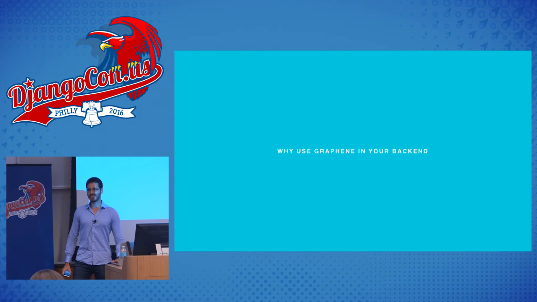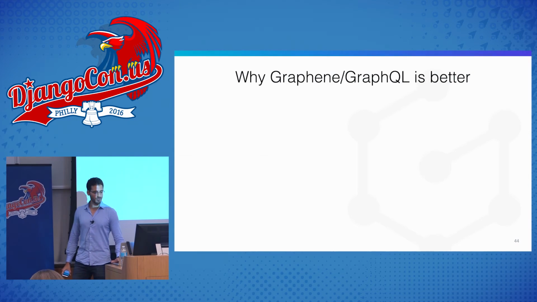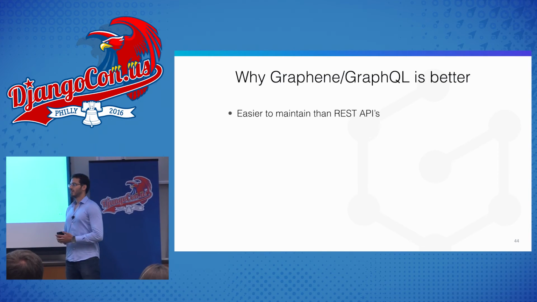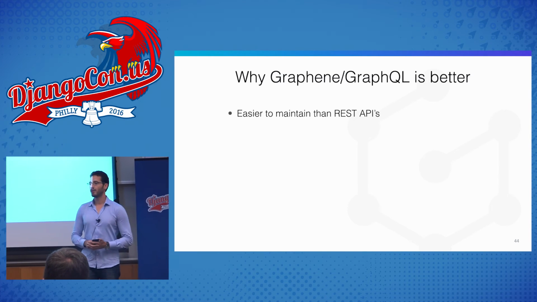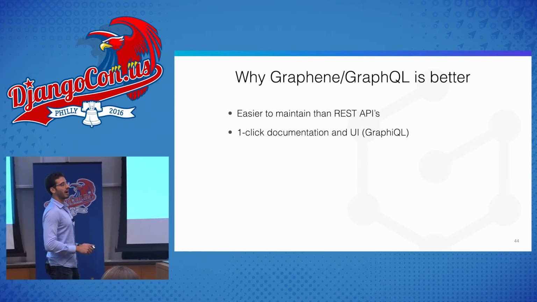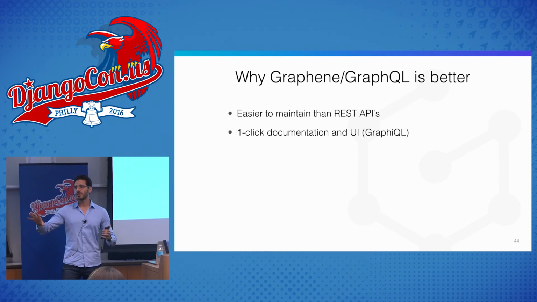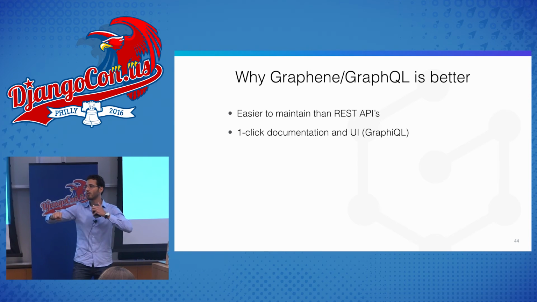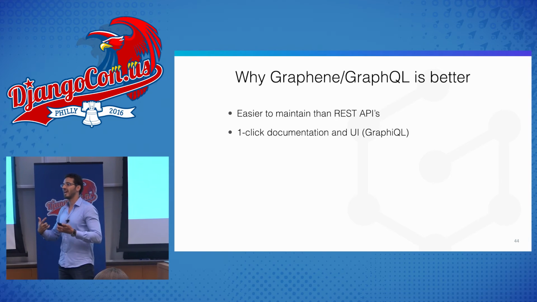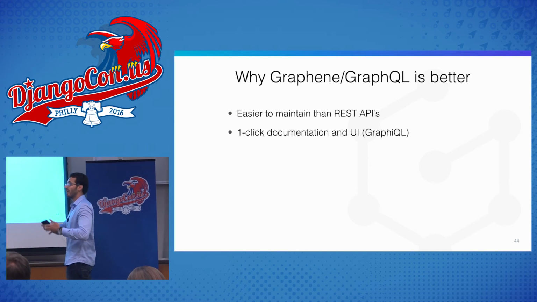So, last slide: why you should use Graphene in your backend. Why is GraphQL or Graphene better? The first thing is it's much easier to maintain than REST APIs. You will have one documentation and UI for free. Given the introspection, you can recreate the documentation from the schema you have. So you don't need to spend any more time on documentation or in the IDE.